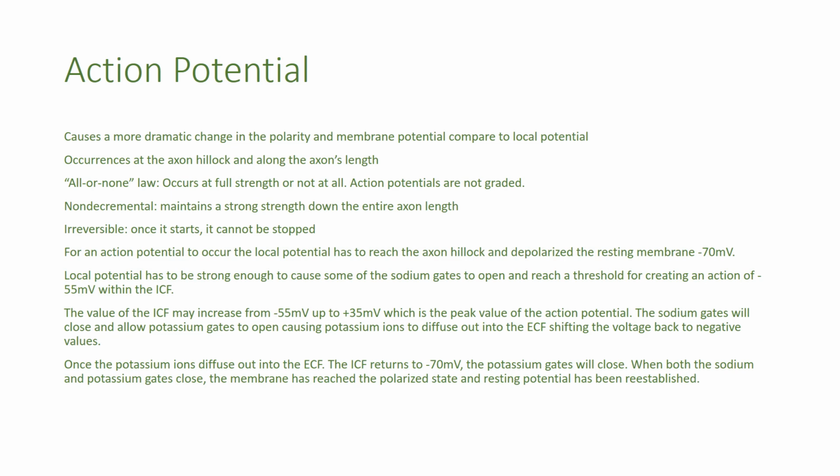The sodium gates will close and allow potassium gates to open, causing potassium ions to diffuse out into the ECF, shifting the voltage back to negative values. Once the potassium ions diffuse out, the ICF returns to negative 70 millivolts. The potassium gates will close. When both the sodium and potassium gates close, the membrane has reached a polarized state and resting potential has been re-established.